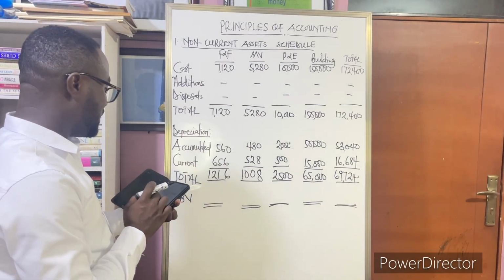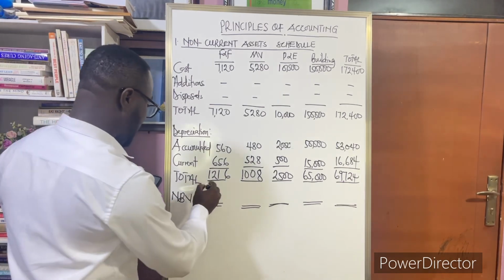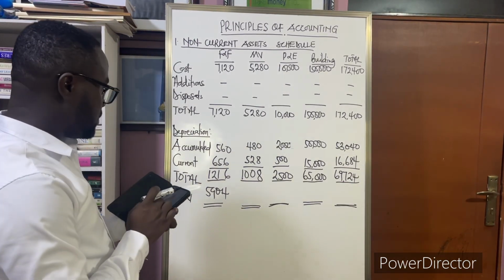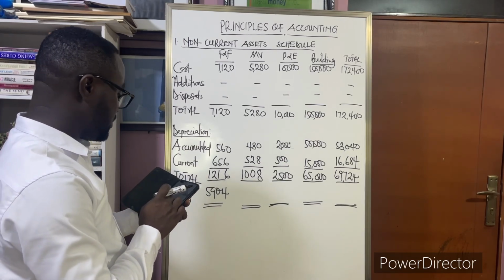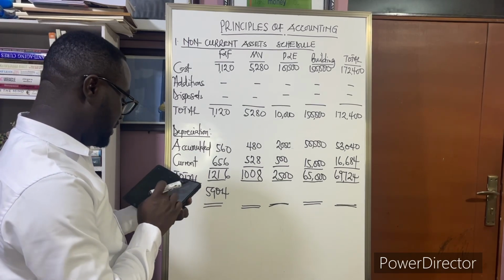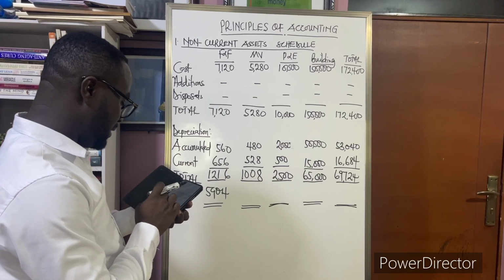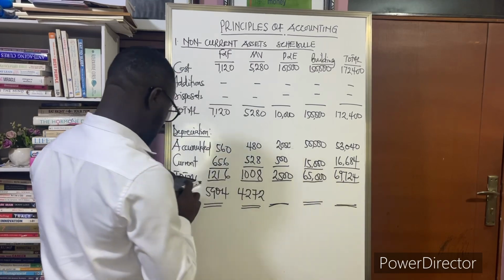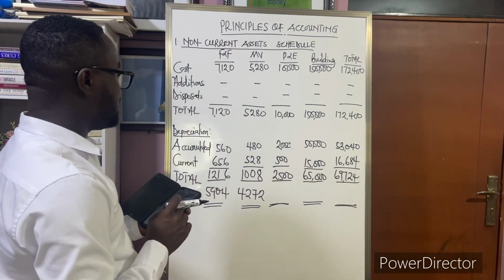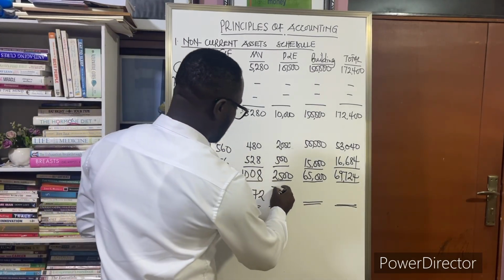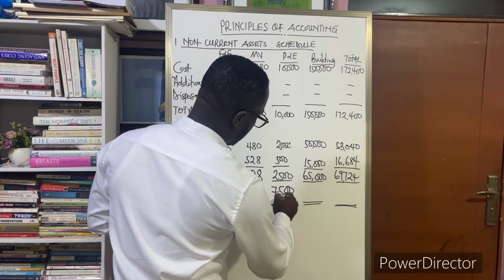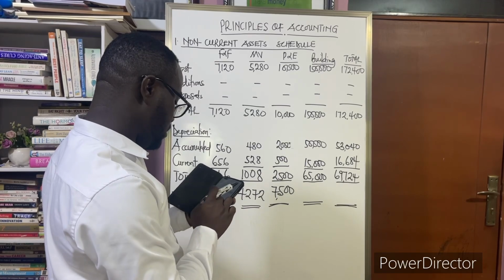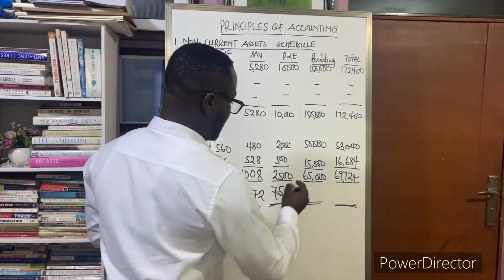7,120 minus 1216. We get 5904. Then 5280 minus 1008. We get 4272. Then 10,000 minus 2,500 will give us 7,500. Then 150,000 minus 65,000, we get 85,000.